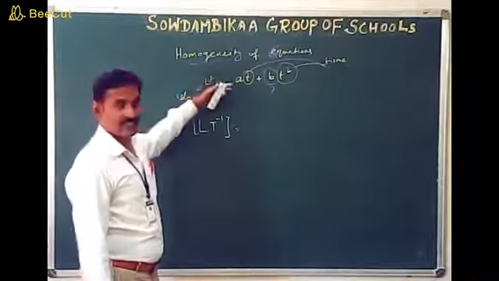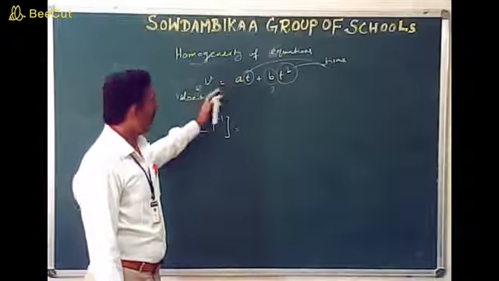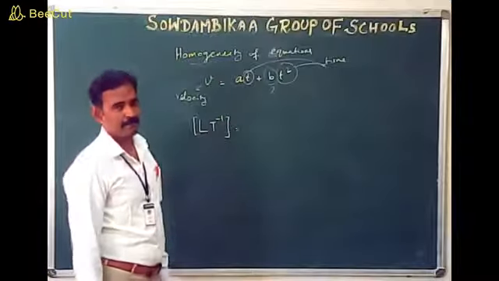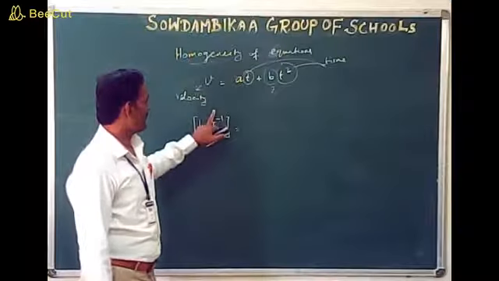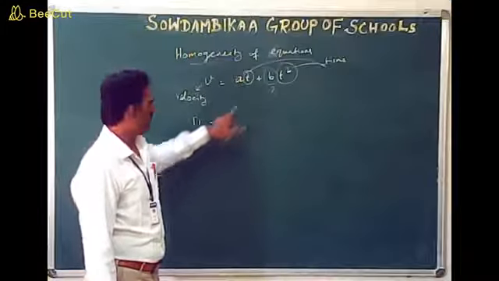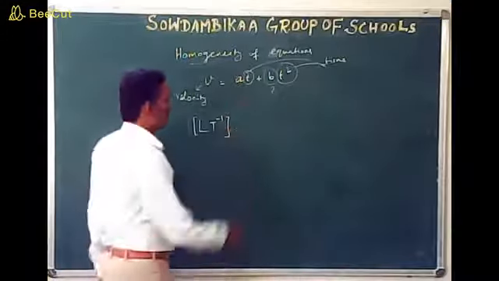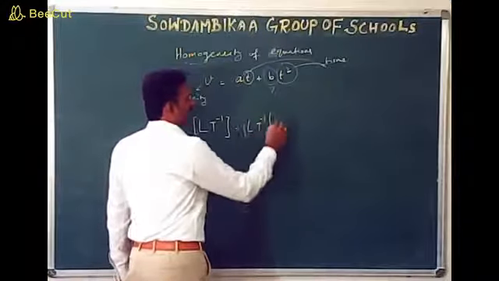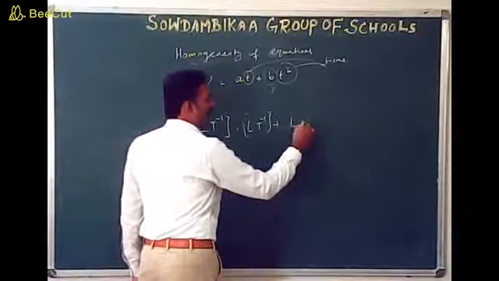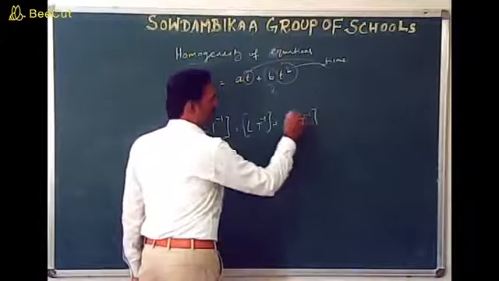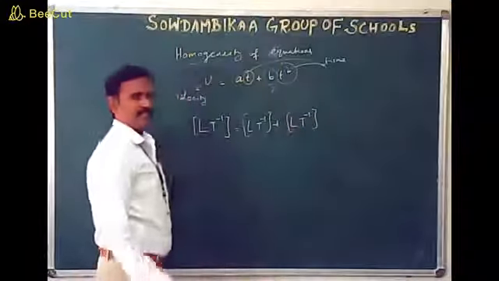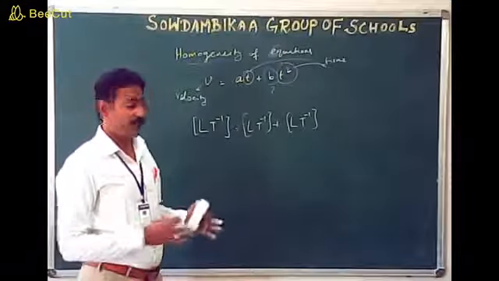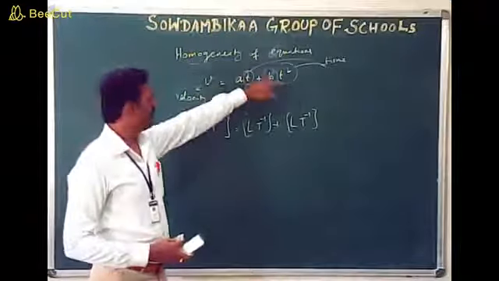If this equation is homogeneous, all the terms have the same dimensional formula. This term has that dimensional formula, and this term should also have the dimensional formula of LT inverse. Likewise, this term should also have LT inverse. At that time only, this equation is said to be homogeneous. Now, in our question, they are giving that this equation is homogeneous. Then find out the value of B.